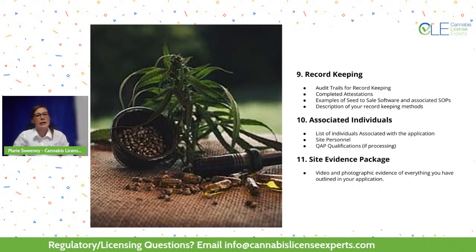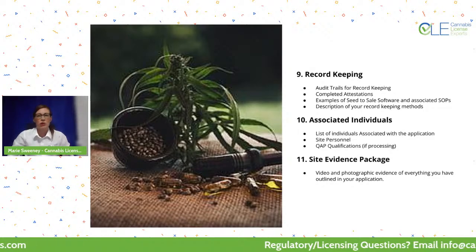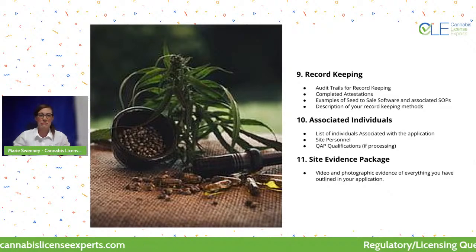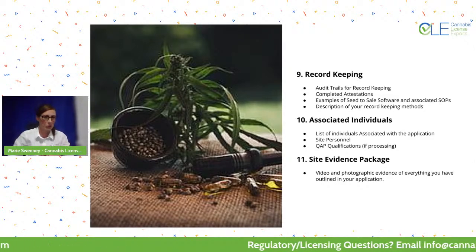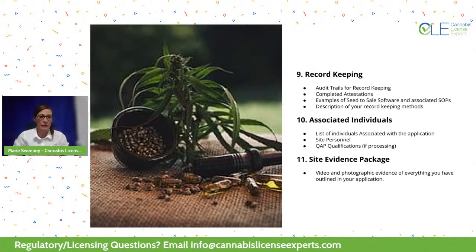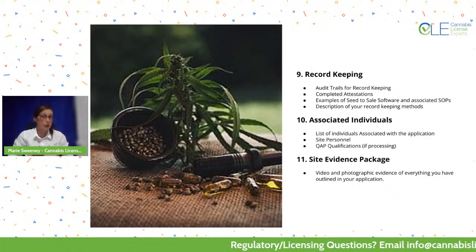Okay, 9 is record keeping. A lot of this is going to be done through your seed to sale software, which requires you to track everything from a seed that enters your facility until whatever happens to it, whether it's destroyed, it dies in the clone process, or it turns into a lovely pre roll and ends up out the door. All of this must be tracked from the moment it enters your facility until the moment it leaves your facility. So we're going to be looking at audit trails for record keeping, completed attestations, examples of your seed to sale software and associated SOPs, and descriptions of all your record keeping methods.